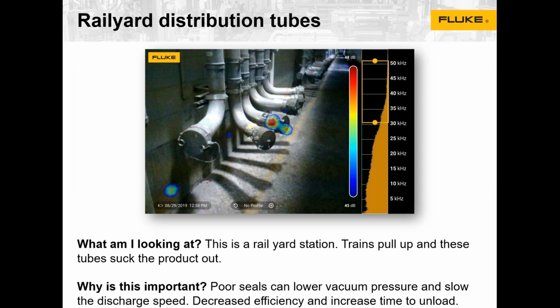Right. And so we have that material cost, we've talked about quality cost, we've talked about maintenance, uptime, and this is a little bit different example where it's a rail yard station. The trains pull up here and then the tubes suck out all the product. But what if it's not operating effectively? There's some leaks going on here, so the pressure is not as good. Well, it's going to slow down the speed here and increase time to unload. So it's a bit of a hidden cost, and the value in fixing this could be turned into dollars.